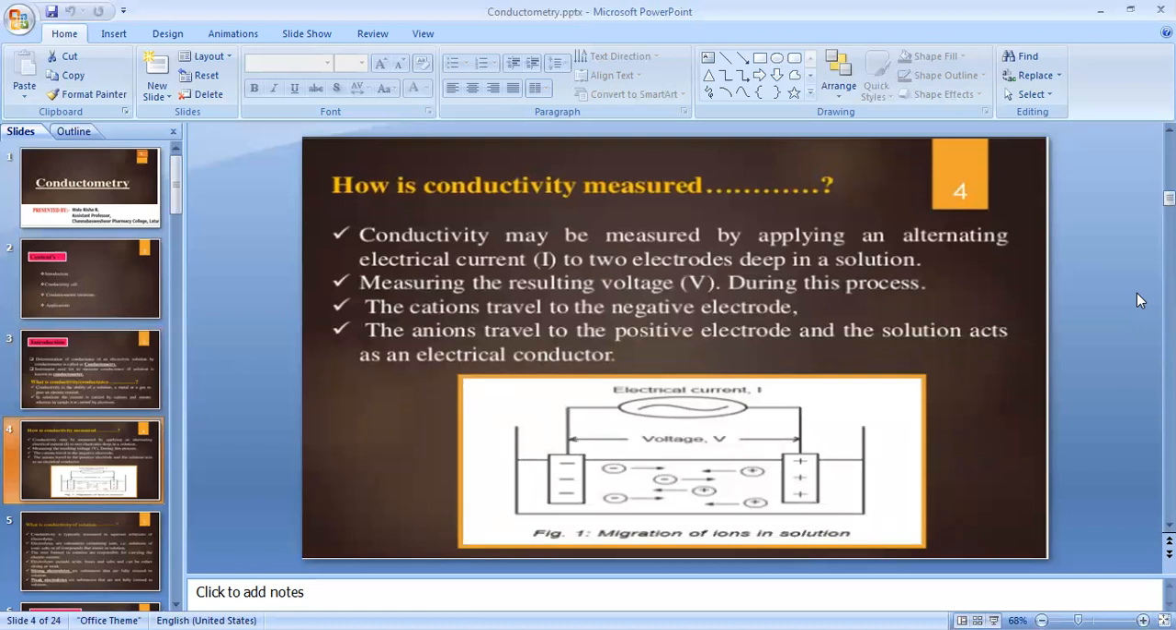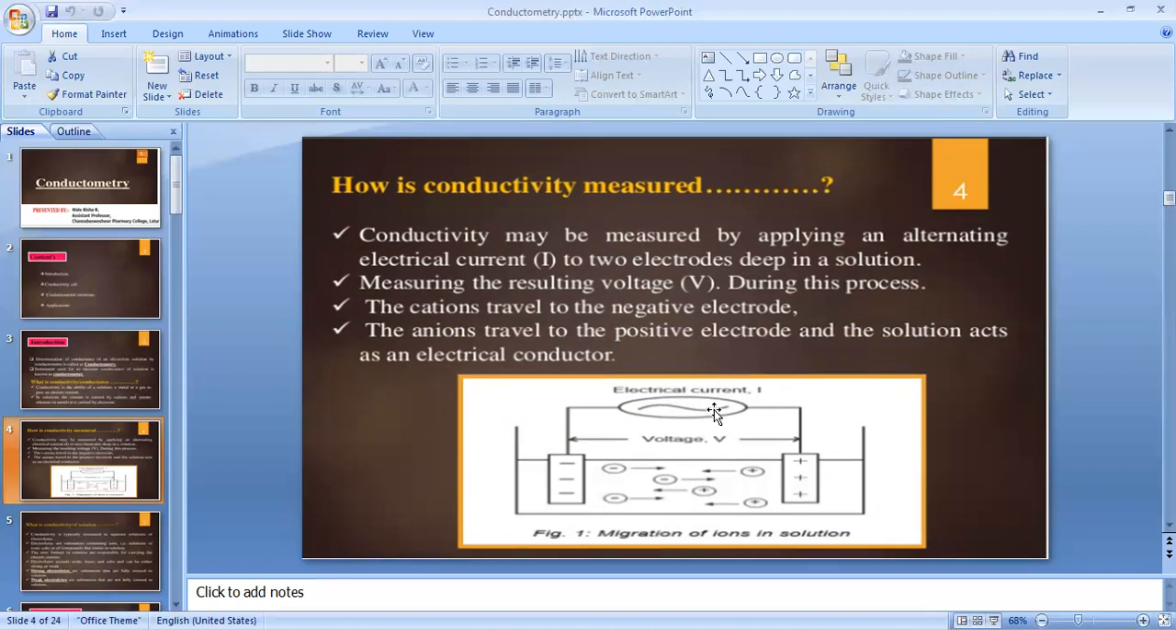Conductivity may be measured by applying an alternating electrical current to two electrodes which are dipped into the solution whose concentration is to be found out. This is the basic method for measuring the conductivity of the solution. The solution whose concentration is to be found out, we fill into a beaker. In that beaker, we place two electrodes.